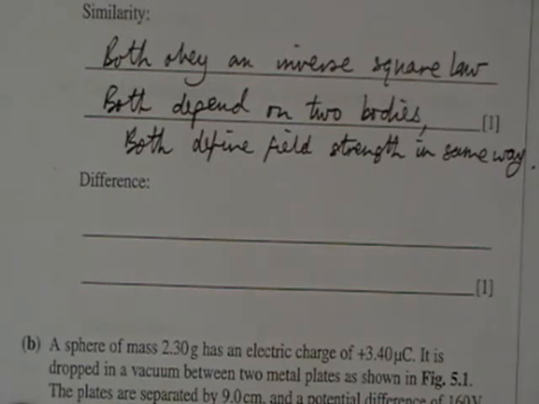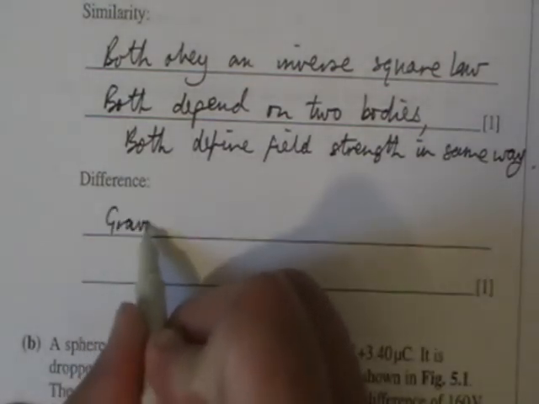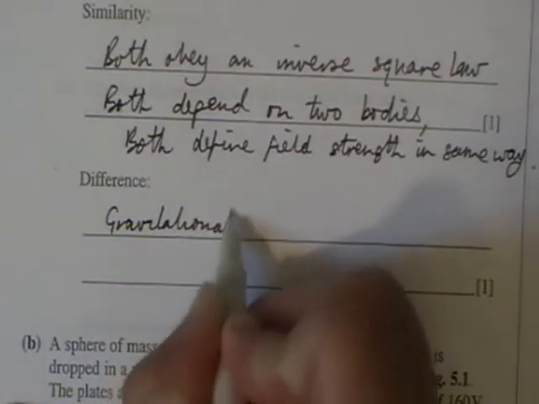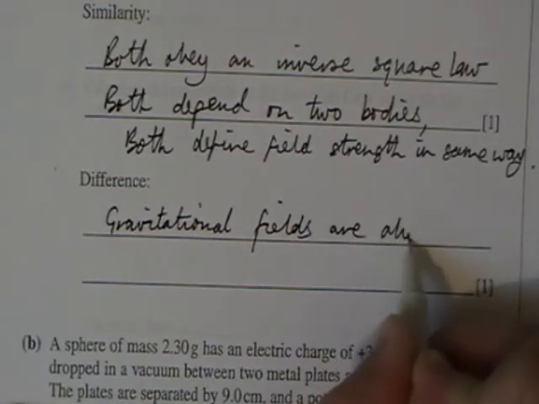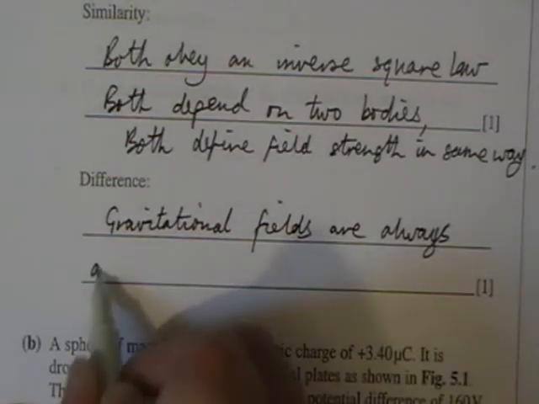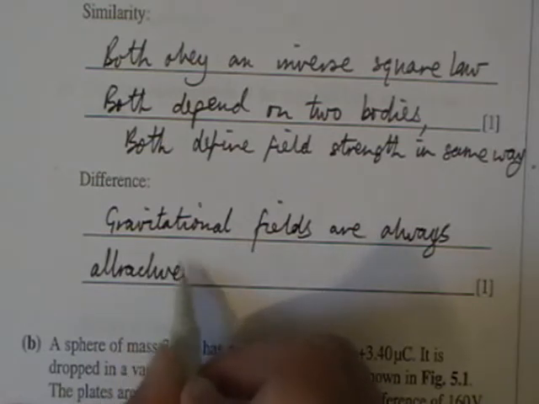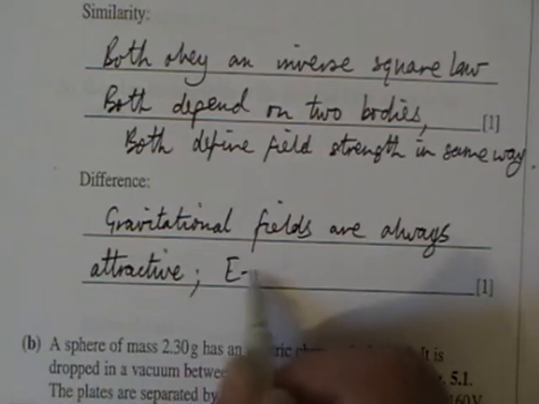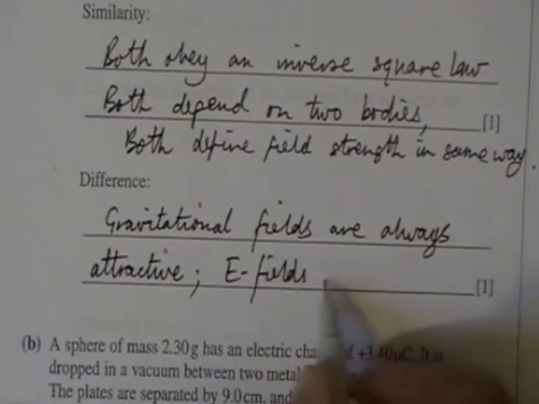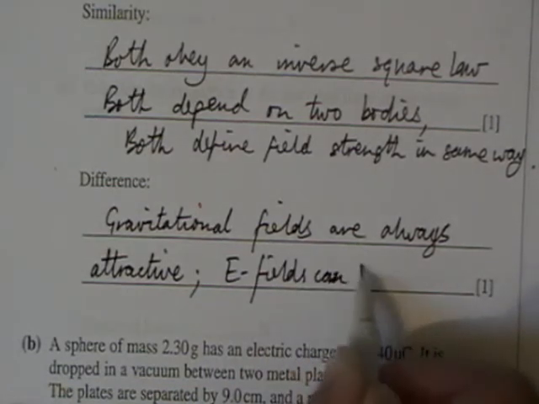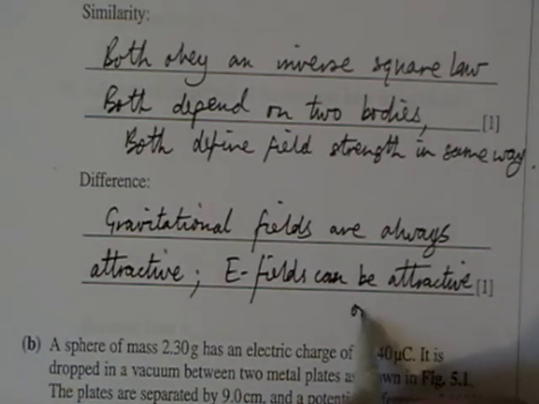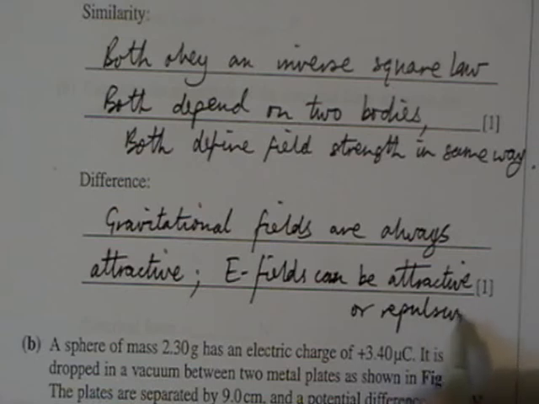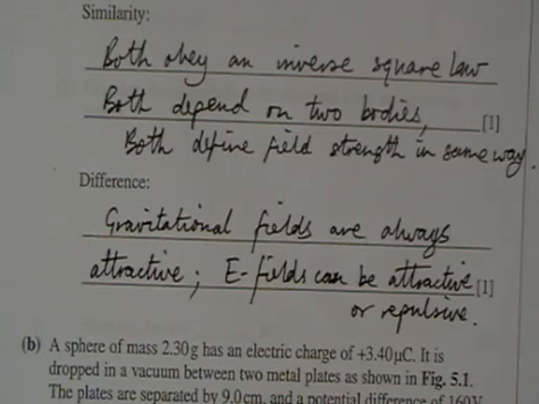Difference then, right? Gravitational fields are always attractive, whereas we know for electric fields can be both attractive and repulsive. Right? So E fields then can be attractive or repulsive, depending on if you have two like charges, they'll be repulsive. If they have two different charges, they'll be attractive.